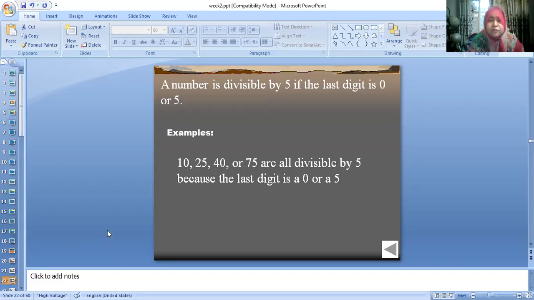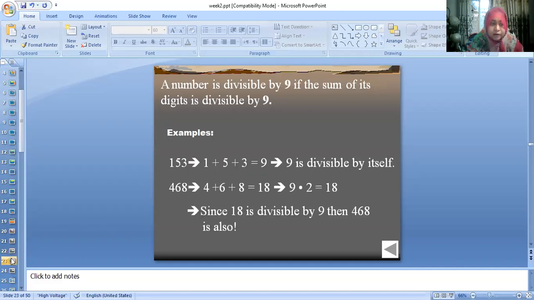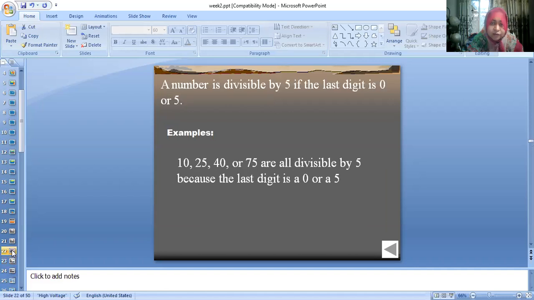Next is the rule for 5. For the rule of 5, we know that the unit digit should either be 0 or 5. Like 10, 25, 40, 75, these all are divisible by 5 as they have 0 and 5 in the end. Next after 5 we are going to look at the rule of 11, because for the rule of 7 we are skipping it because it's more complicated than division.